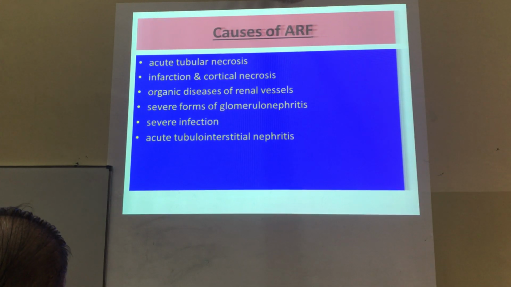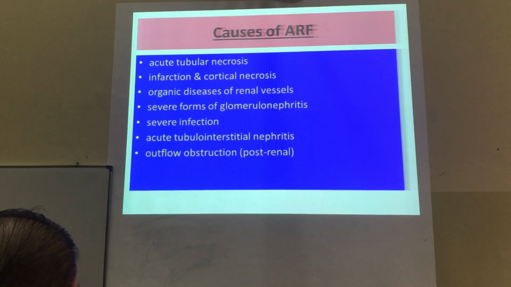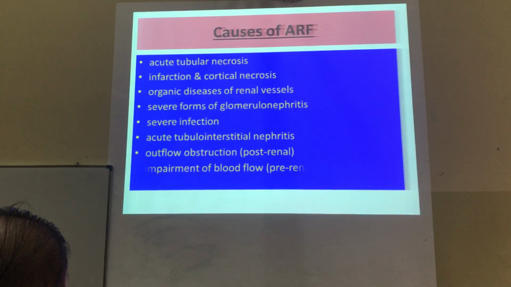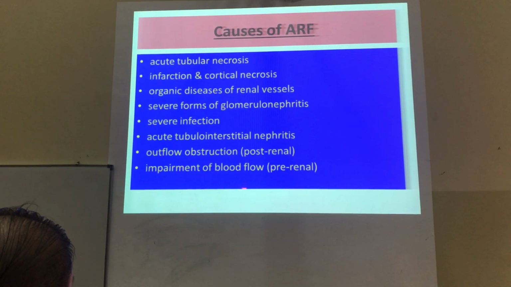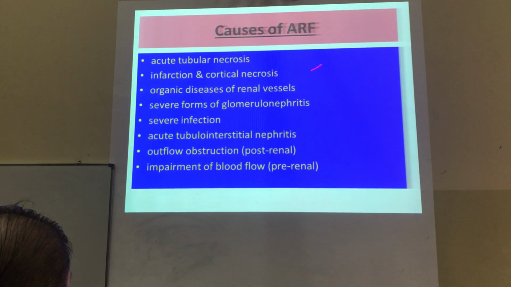So even severe infection, I have seen many cases of renal stones, especially the staghorn stones. They are leading to renal failure because of sudden blockage of the urine flow. There could be acute tubulointerstitial nephritis, maybe because of drugs, maybe because of toxins, outflow obstruction, as I told you, post-renal, maybe because of stones, maybe because of fever. So all these things, similarly impairment of the blood flow, which is a pre-renal cause of renal failure, by blockage of the renal artery stenosis, many things. So these are the things which can lead to acute renal failure in any form.